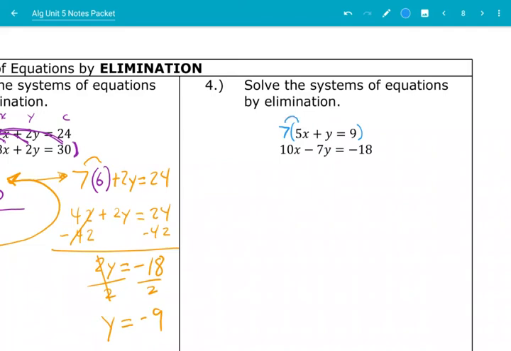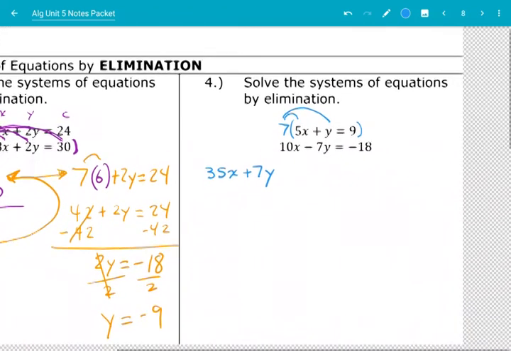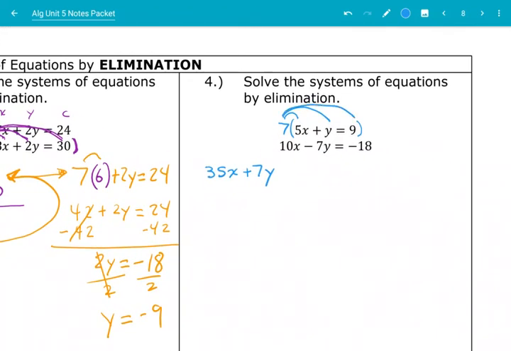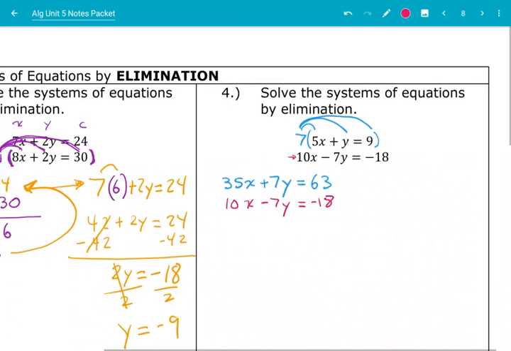So that gives us 35x. That gives us positive 7y. And that gives us 63. Okay, this equation right here stays the same. So I've got 10x minus 7y equals negative 18.